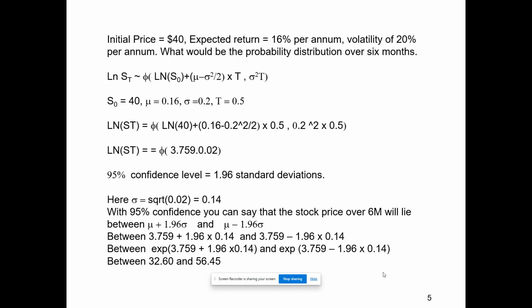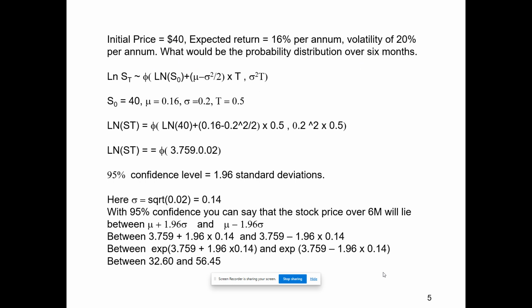Now let's take an example. You have an asset whose initial price is $40 and the expected return, which is mu, is 16% per annum. Please keep in mind that the returns are measured per annum. Likewise, the volatility is also per annum, which in this example is 20%. Now, what is the probability distribution over 6 months?